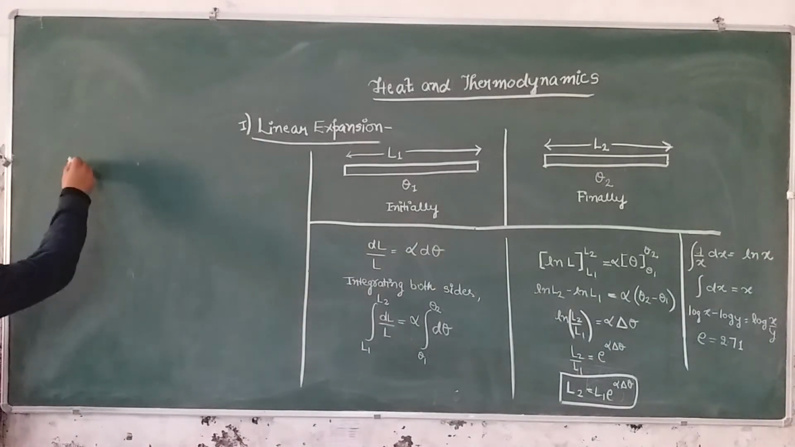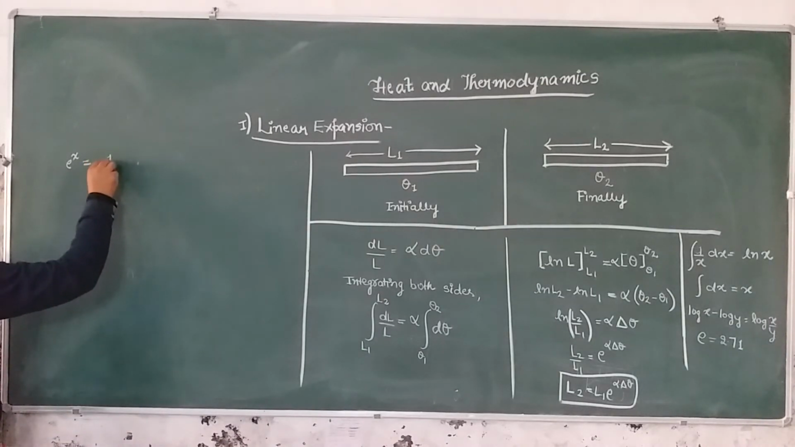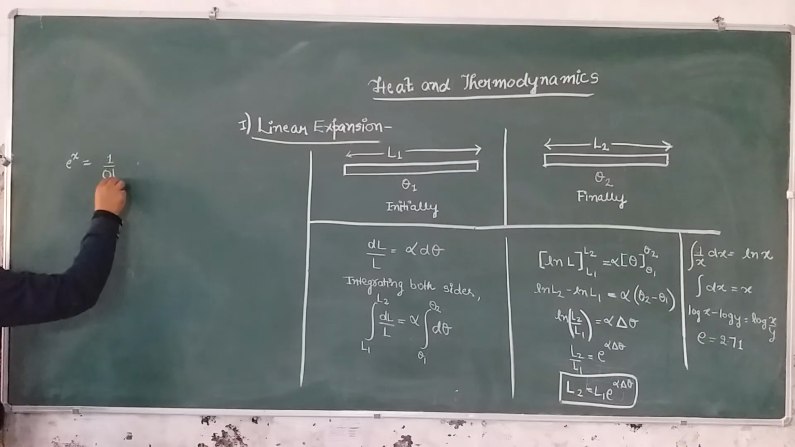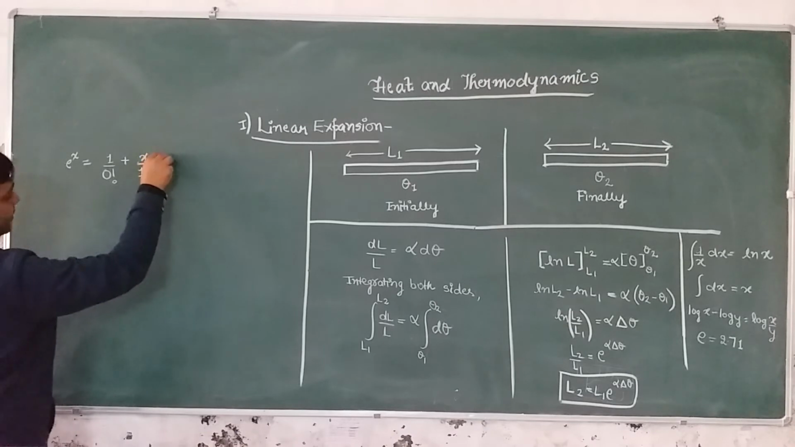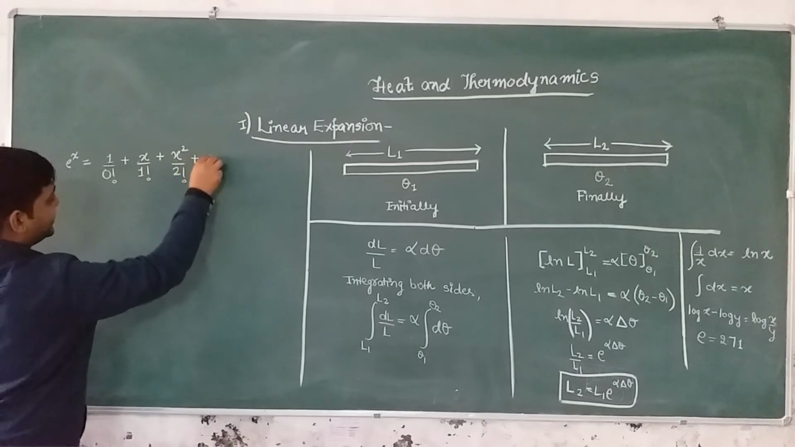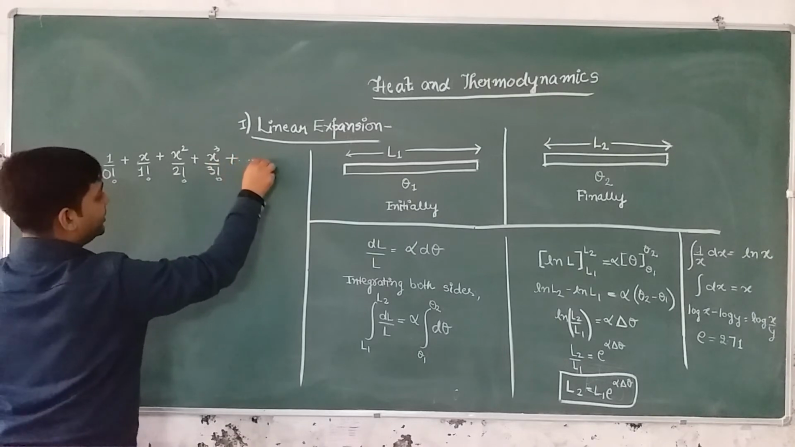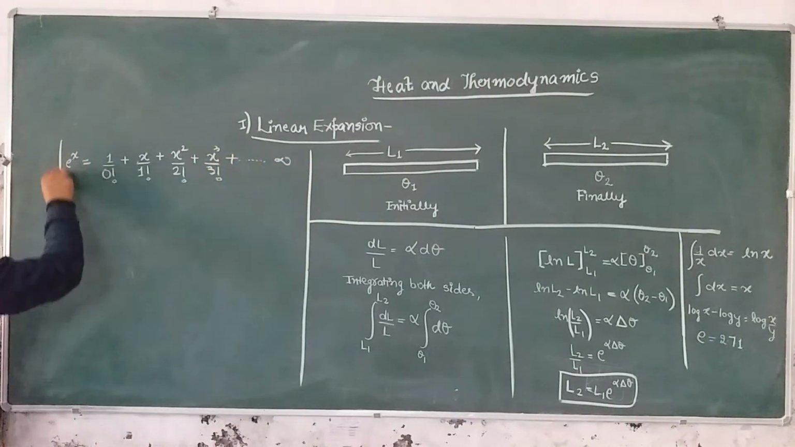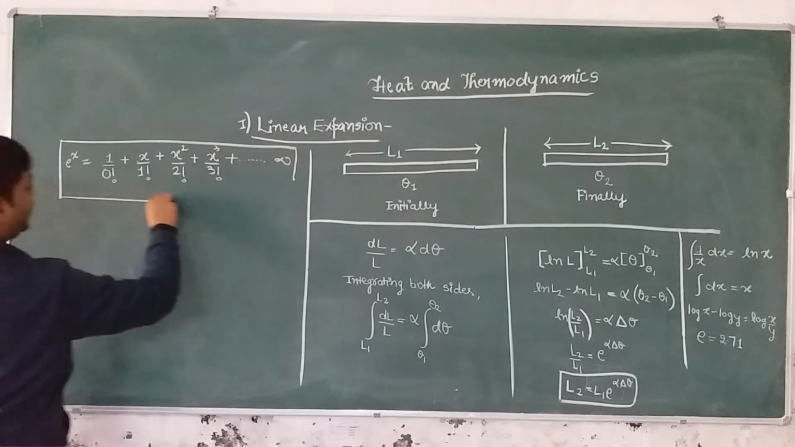Now if you know one relation e to the power x, there are various series, and for that we have one series e to the power x, and it is given as 1 upon 0 factorial plus x upon 1 factorial plus x square upon 2 factorial plus x cube upon 3 factorial, and it goes on till infinity. This is one series of e to the power x that you should know.